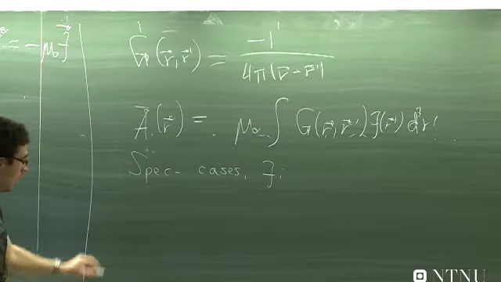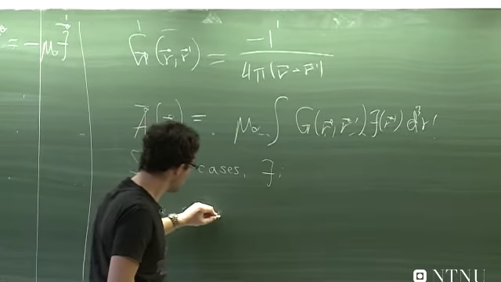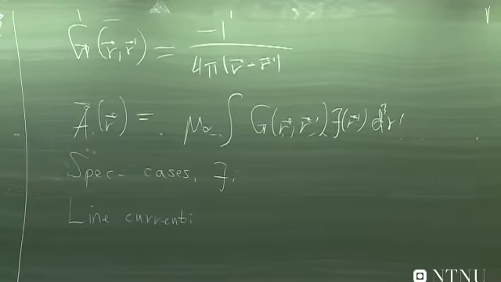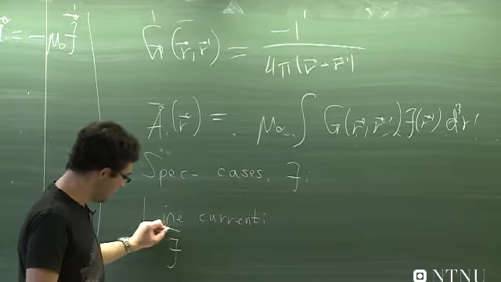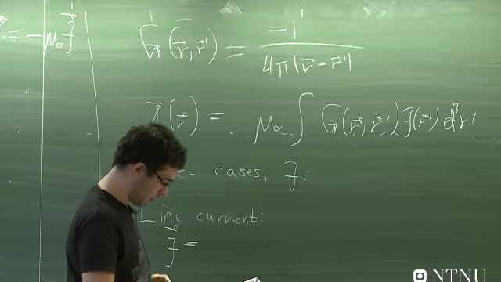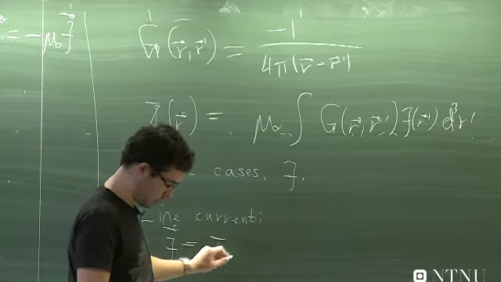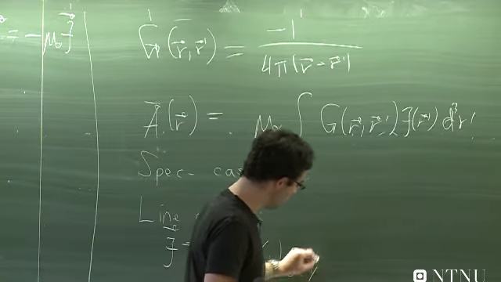For example, a line current is of interest. This typically occurs in electric wiring like you have in your homes. And this you can write as J is equal to I naught delta of x delta of y, for example.